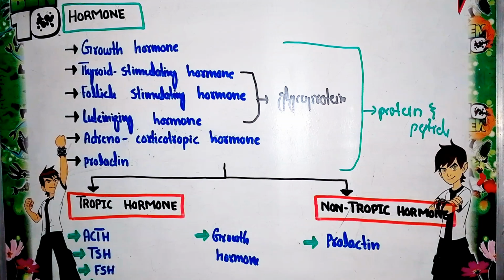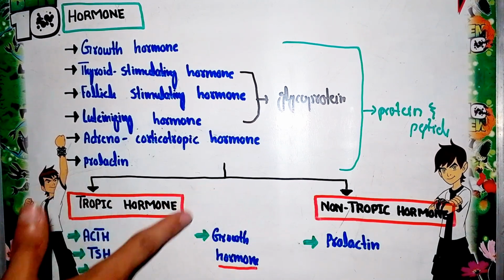The trophic hormones mainly secreted by the anterior lobe of the pituitary gland are these 5 hormones: adrenocorticotropic hormone, thyroid stimulating hormone, follicle stimulating hormone, luteinizing hormone, and the last one, growth hormone. Now the question is how growth hormone is considered under the trophic category. Growth hormone acts on every cell of the body and is responsible for the growth of the body. This growth hormone is indirectly considered under the trophic category.